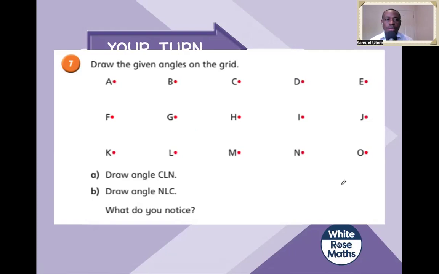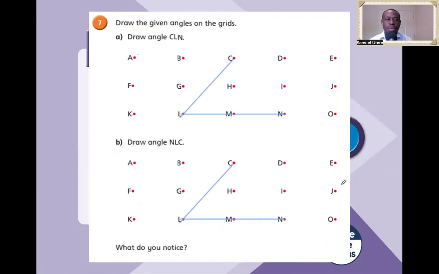Assuming you've paused the video and you've answered question 7, here are the answers. Let's discuss them. Question 7, you're asked, draw the given angles on the grids. Now, the angle CLN means the middle letter tells us where the angle should be. So we'll start with C, we move from L all the way to N. Here, NLC. So NLC. Okay?